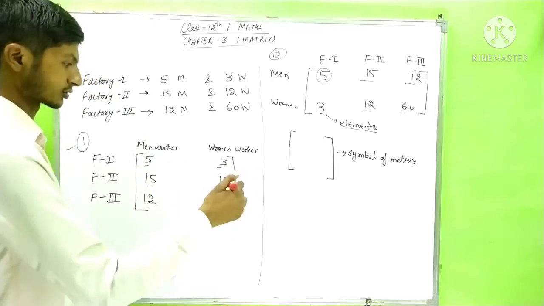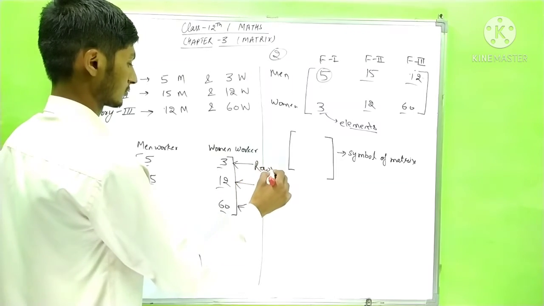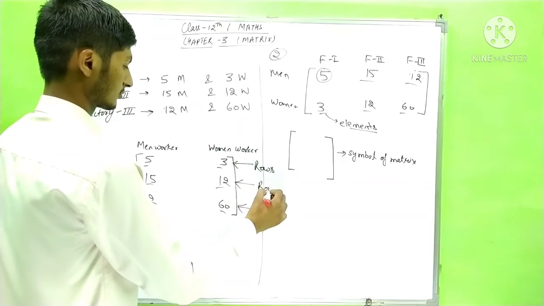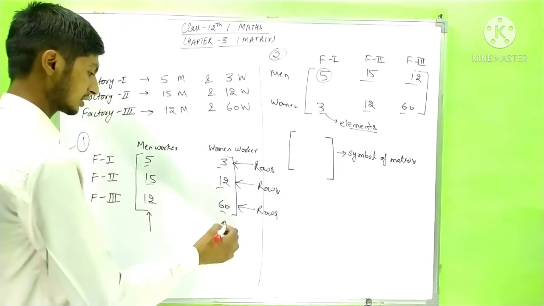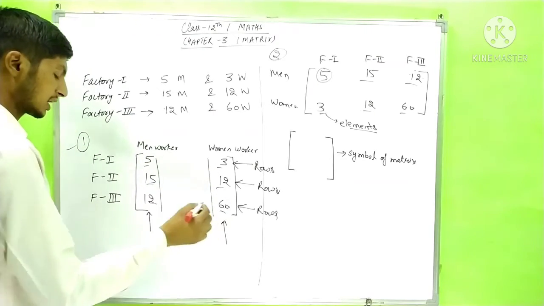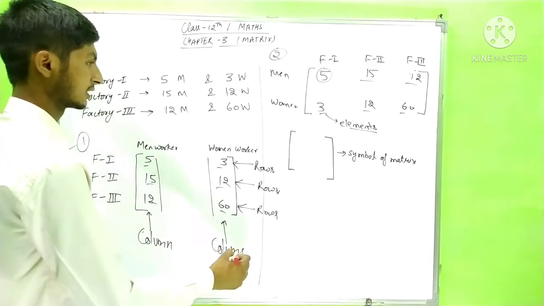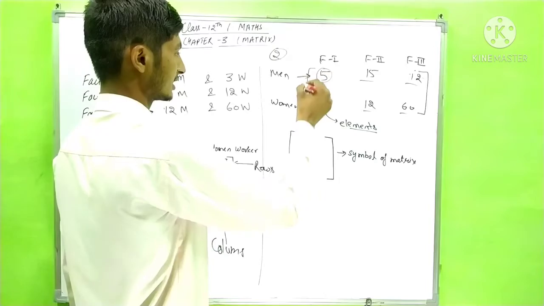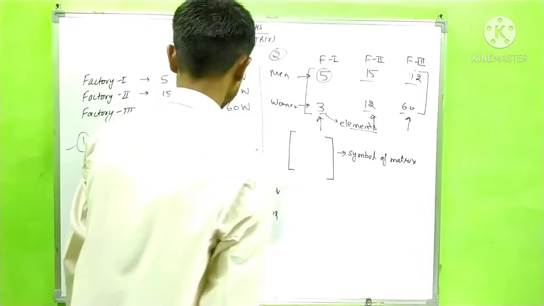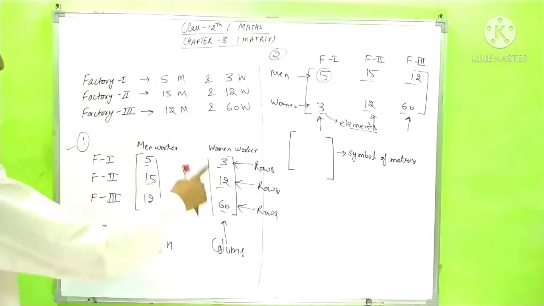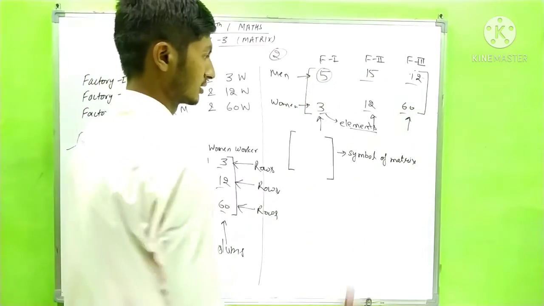The horizontal lines are called rows. And the vertical lines are called columns. Similarly, in this representation, these are rows and these are columns. In this representation, there are 2 columns and 3 rows. In this representation, there are 2 rows and 3 columns.